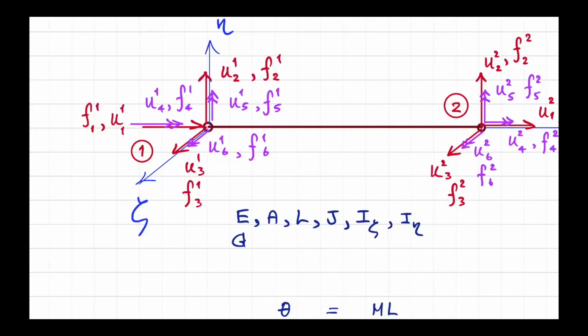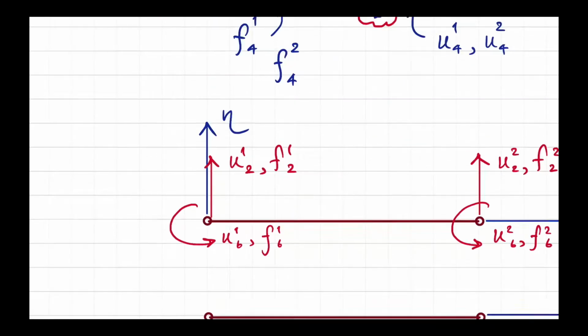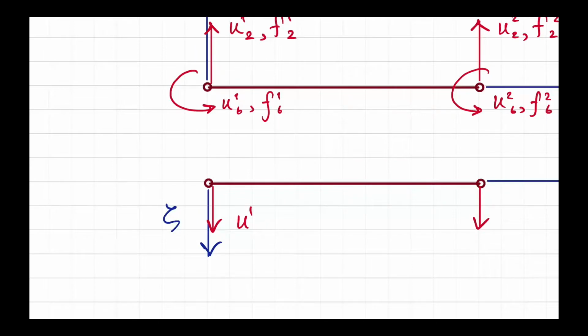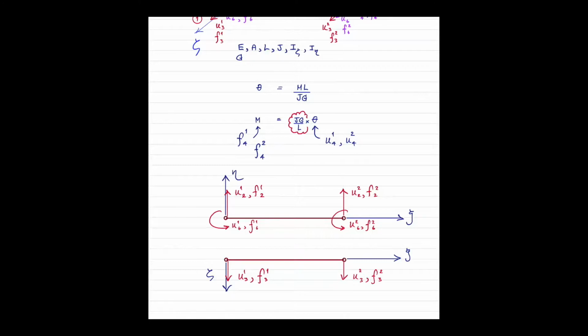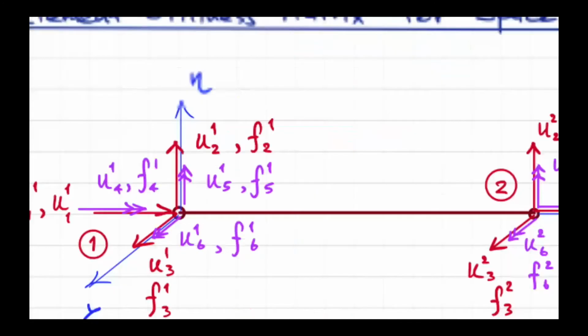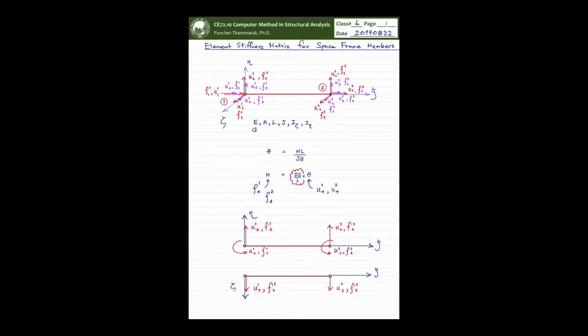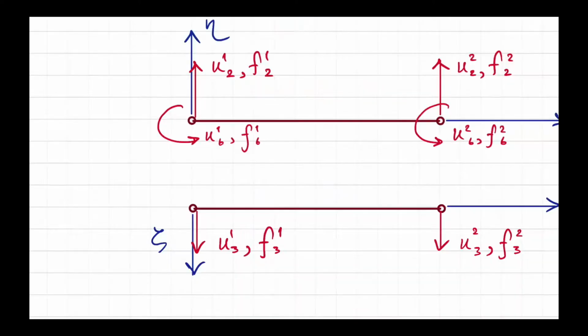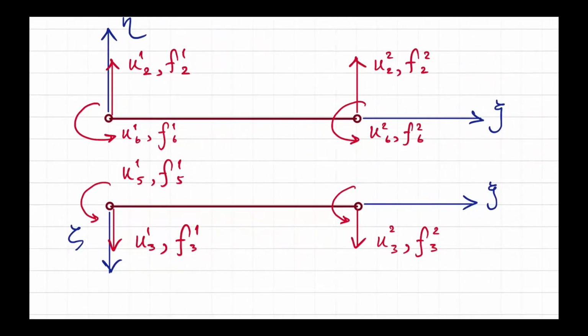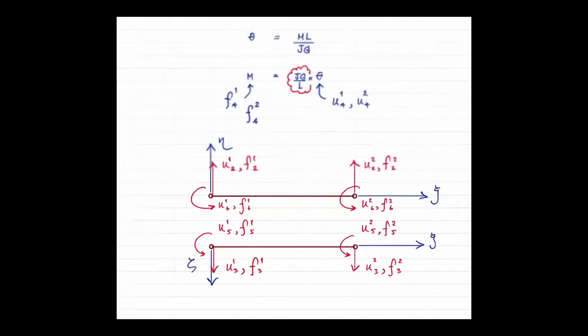These are, let me see, U13, F13, that is U23, F23. Right, how about the rotation? Look at the rotation. The rotation is U15 and F15, and also again produce the counterclockwise. So U15, F15, U25, F25.